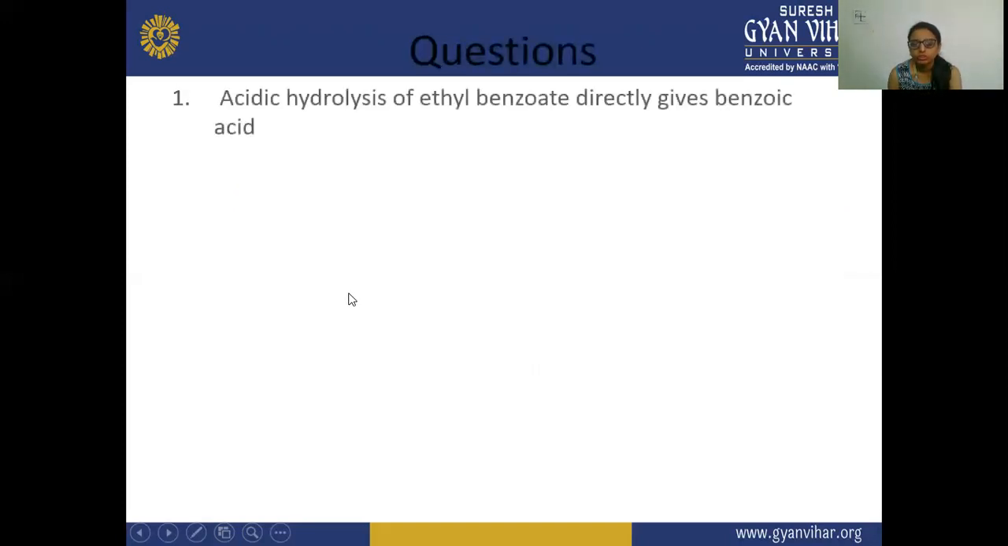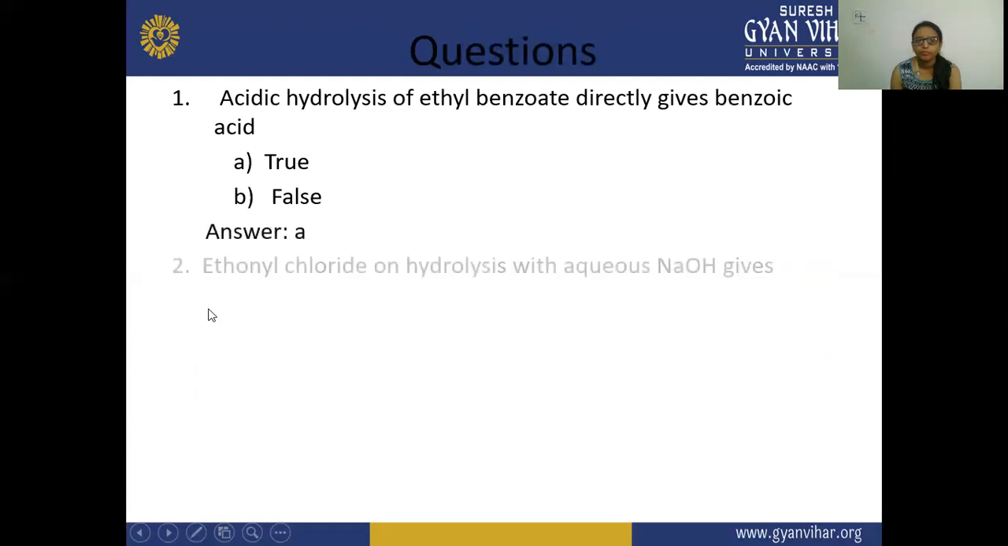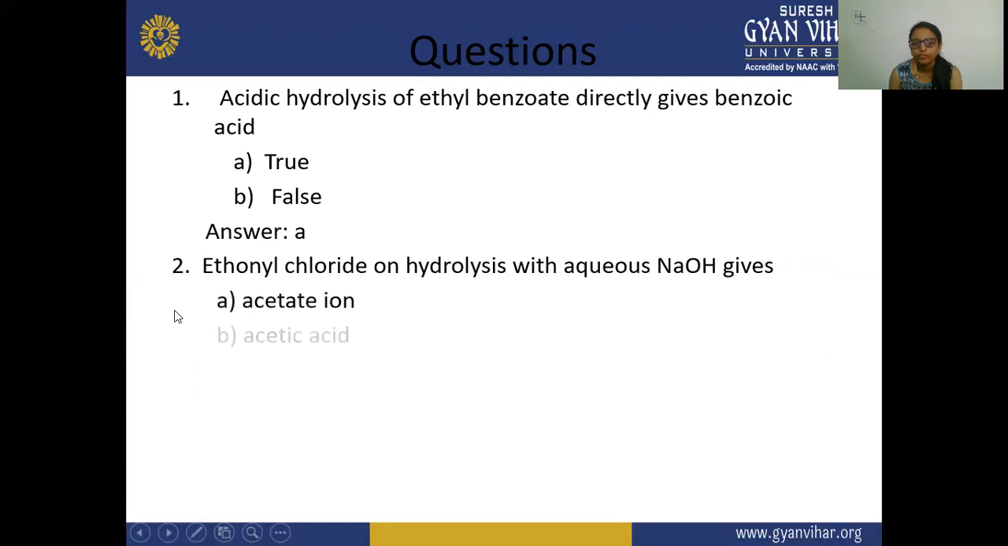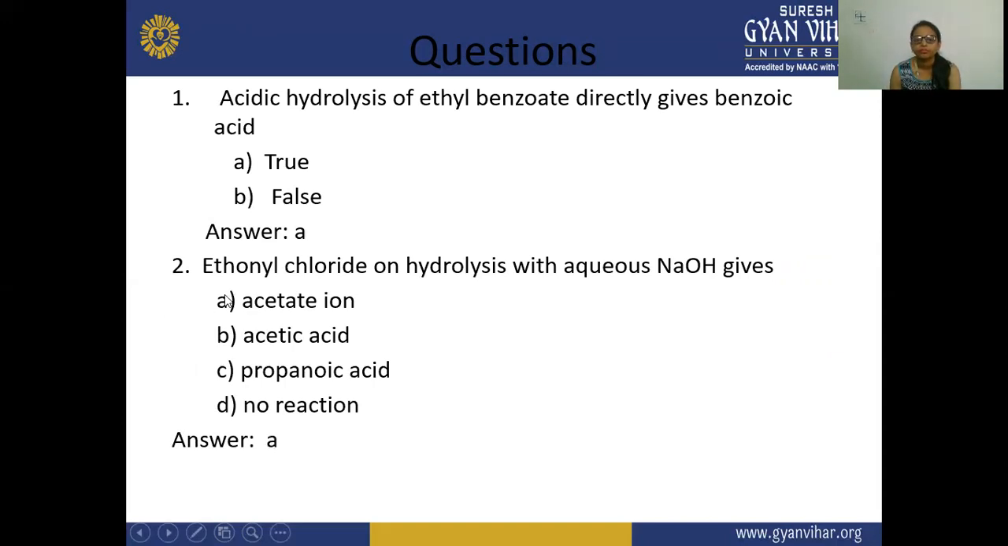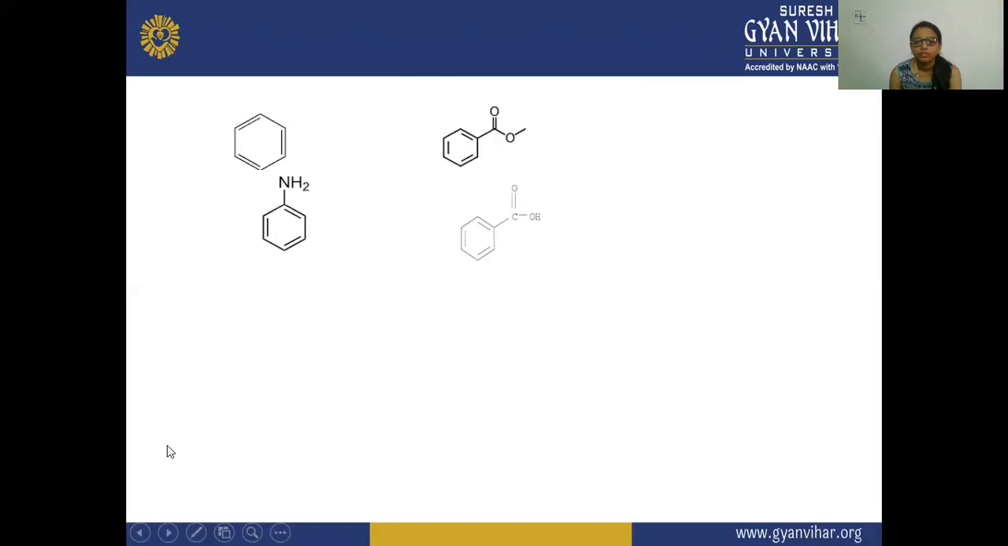So the questions. The first question: acidic hydrolysis of methyl benzoate gives benzoic acid, true or false? True. Next, ethanoyl chloride on hydrolysis with aqueous NaOH gives acetate ion, acetic acid, propanoic acid, or no reaction. The answer is A, acetate ion. Next, which of the following is the correct structure of benzoic acid? So this is the correct structure of benzoic acid.